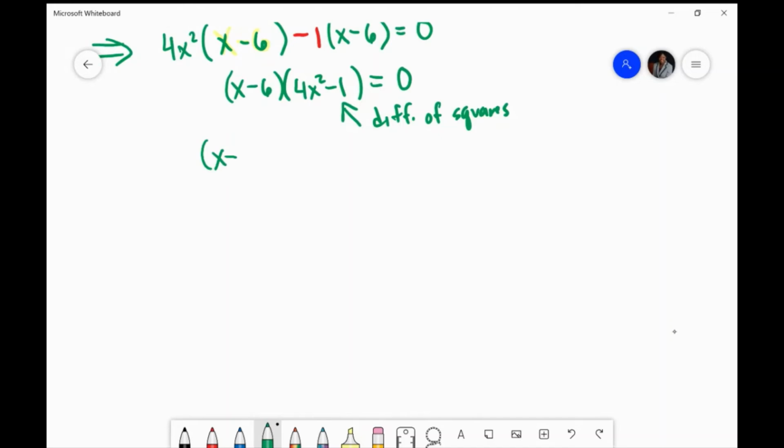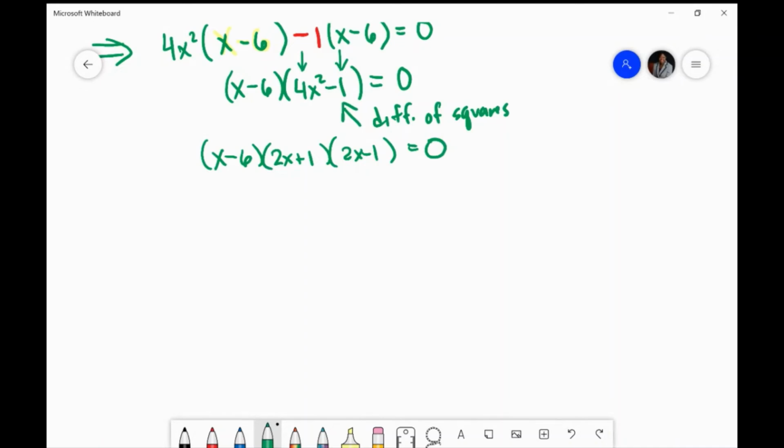x minus 6 times something times something. I know it's a difference of squares because I have a minus. That's why they call it difference. And I have perfect squares. That's why they call it of squares. So I know this is going to be 2x plus 1 and 2x minus 1.